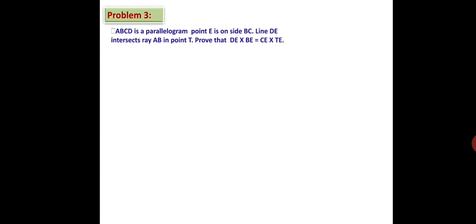So quadrilateral ABCD is a parallelogram. Here in the figure, point E is on side BC. Line DE intersects ray AB in point T. Prove that DE into BE is equal to CE into TE. So BE into DE will be CE into TE.